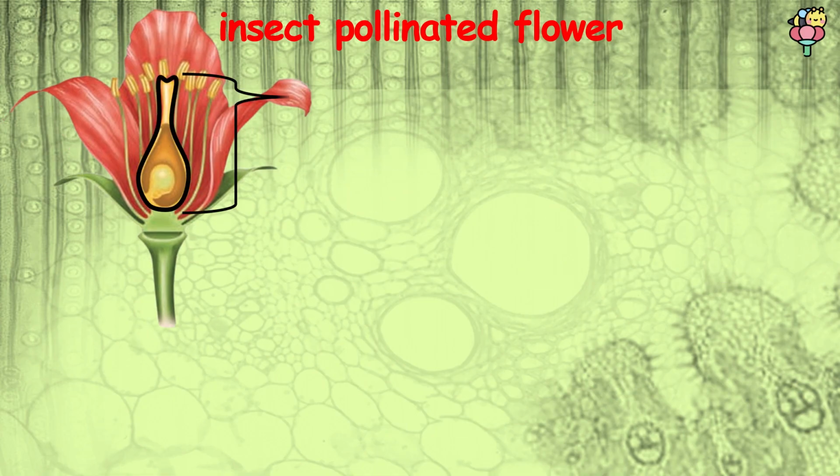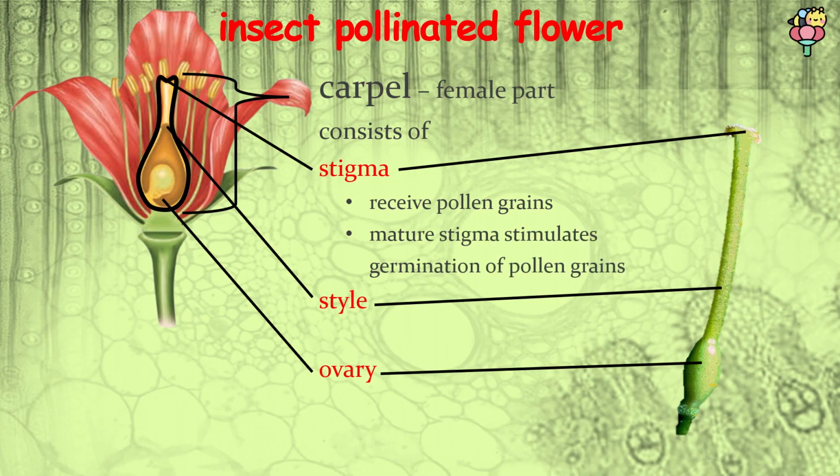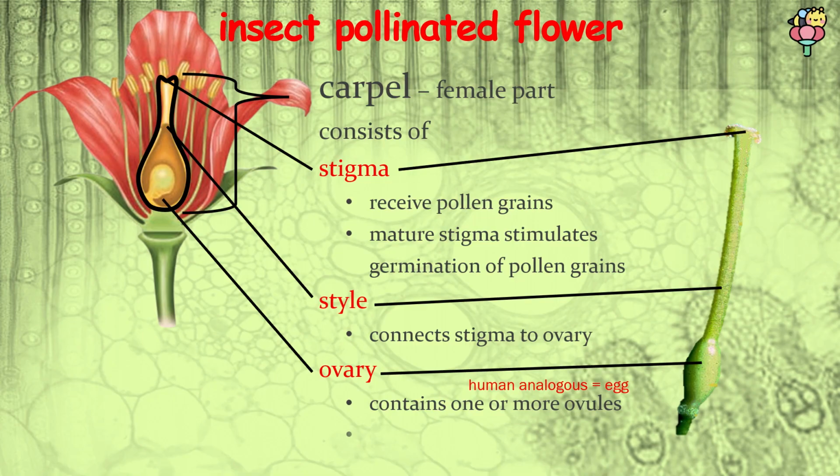The female part of the flower is known as the carpel. It consists of three main parts: the stigma, style, and ovary. The stigma functions to receive pollen grains. Fluid in the mature stigma also stimulates germination of the pollen grain. The style holds the stigma in place, while the ovary contains ovules, which in human terms we call eggs. In the ovules, there is also the ovum, which in human terms is the nucleus of the egg.